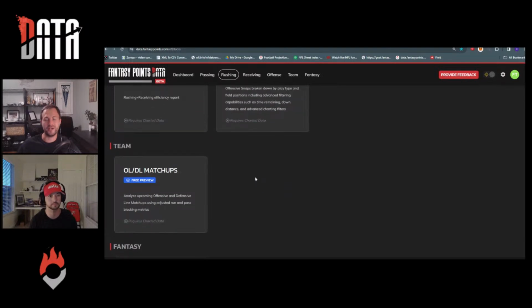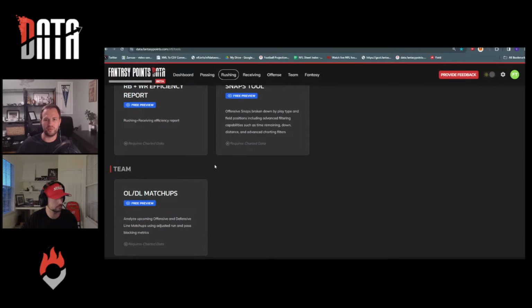Working on a coverage matrix tool, so you can see an easy breakdown of how much man versus zone versus single high, two high safety teams are playing, all in one nice little table. Personnel matrix as well, percentage of times they're playing 11, 12, 13, 21 personnel, all broken down, trying to make more and more tools that are simpler for people to use.